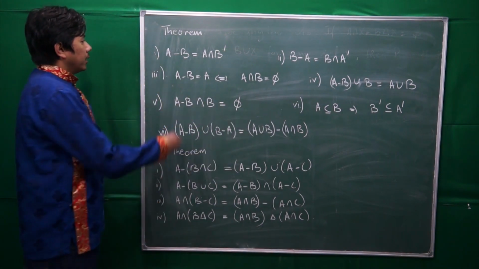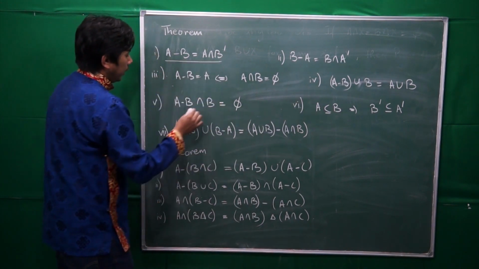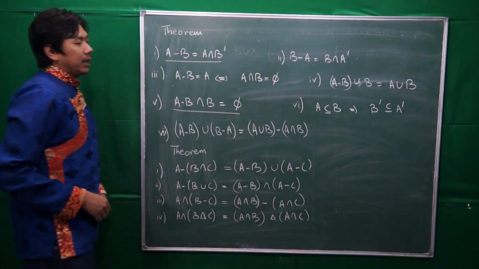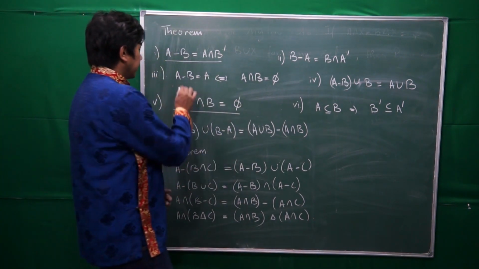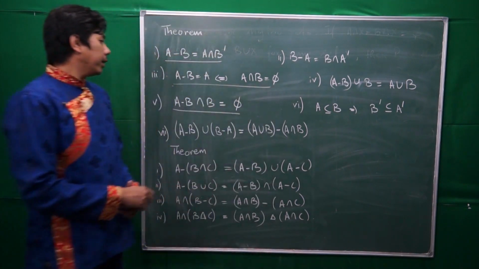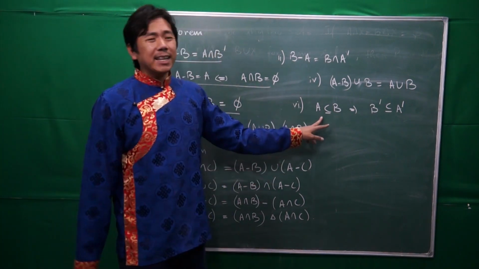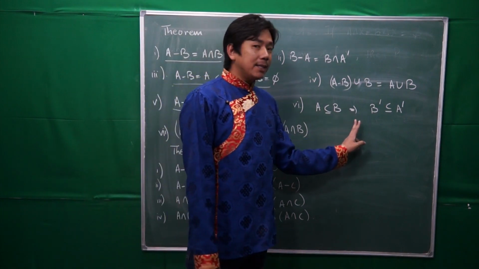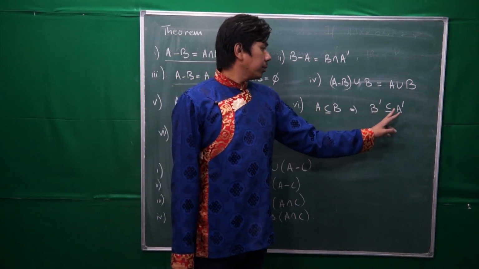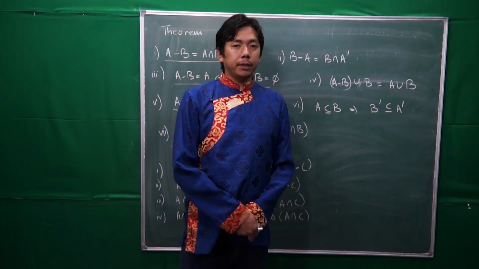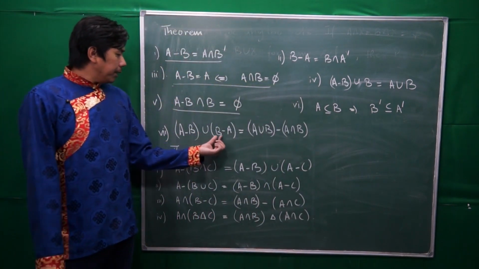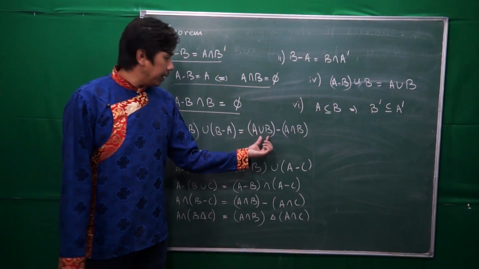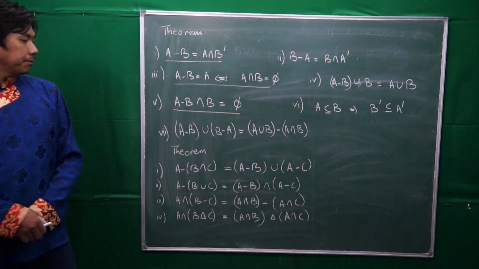So certain theorems are very important. They come about again and again in every question. Okay. All right. Something like this. And then fourth is, if A is a subset of B, then that means that B complement is also a subset of A complement. Okay. A minus B when union with B minus A would give me A union B minus A intersection B.